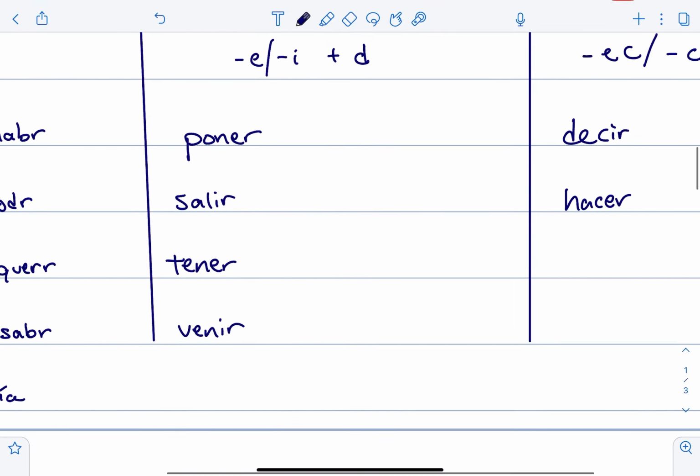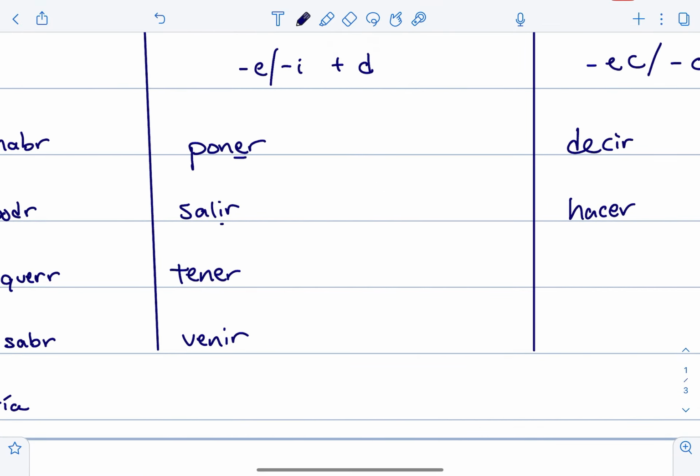The next group of irregulars are verbs where you minus the E or the I, and you put a D in its place. Pondr, saldr, tendr, vendr. Please write down the definitions of these verbs. To put, to leave, to exit, to go out, to have, to come. So if I wanted to say I would have, yo tendría. So I still use the same endings.